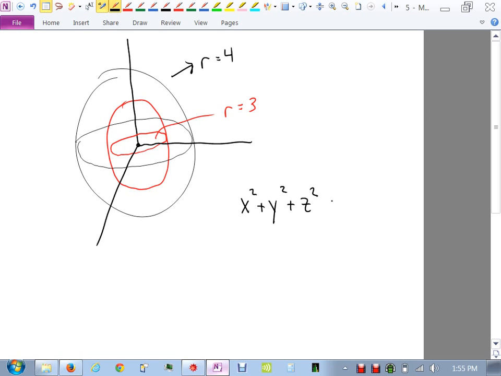So don't I want my x, y, and z's to satisfy this? I need them to be less than or equal to 4. What's our radius? Oh, our radius squared is 16, right? Radius squared, thank you. That'll be r squared. That's 4 squared. And then less than or equal to what? I mean, greater than or equal to what? 9.